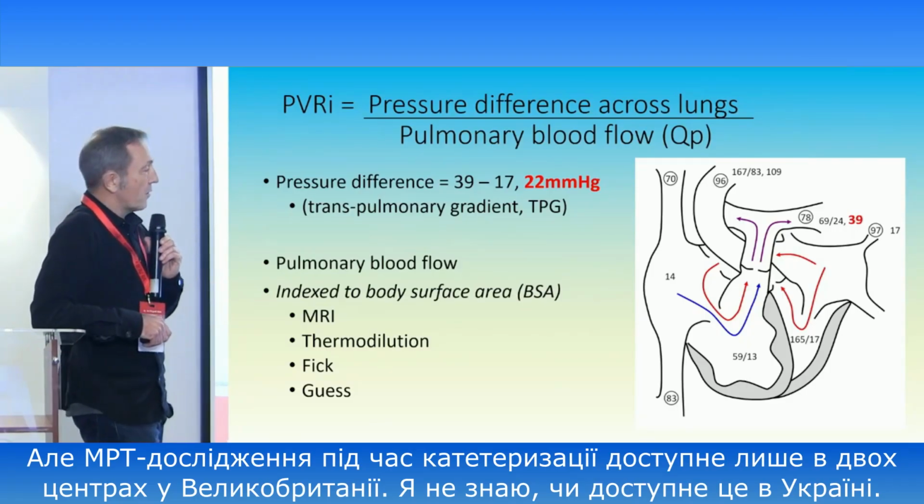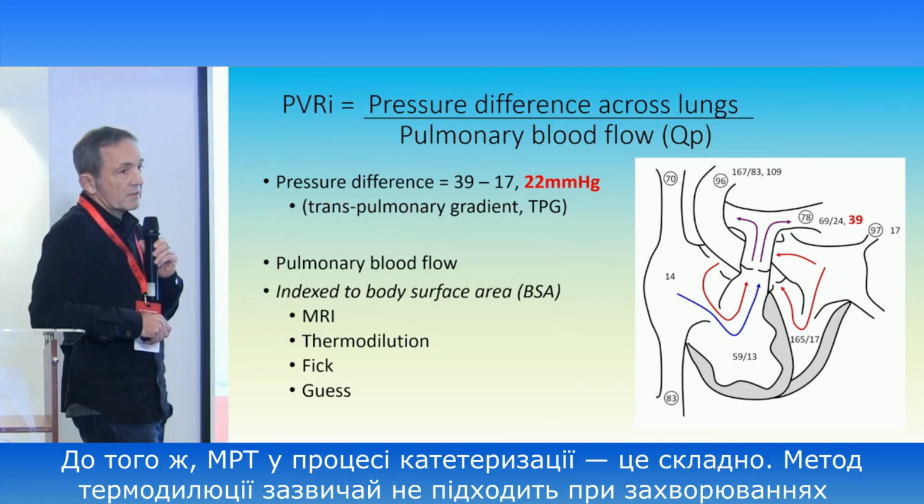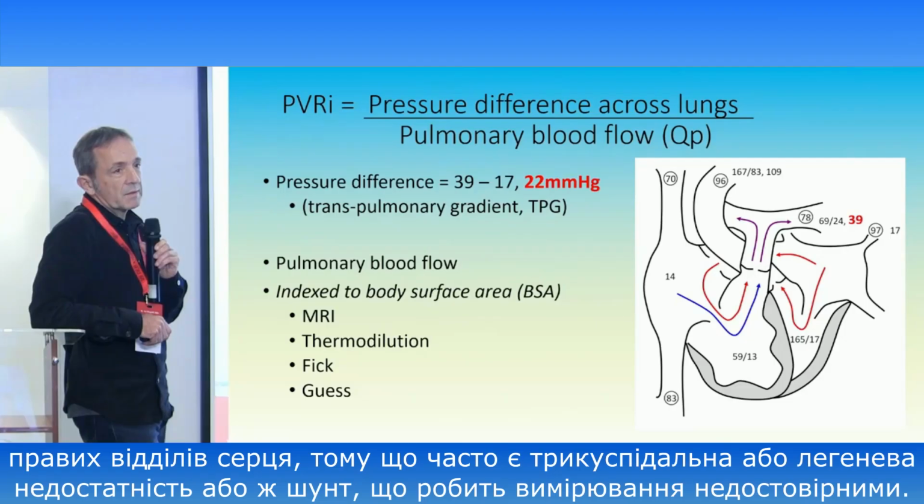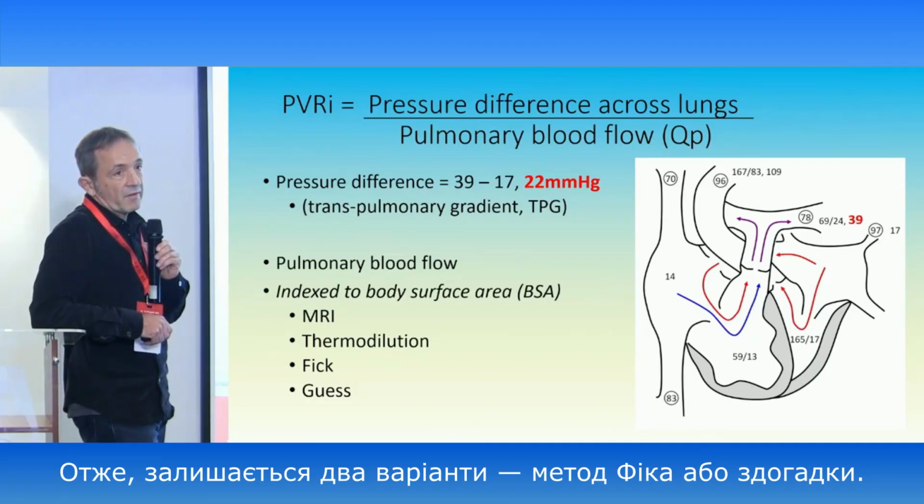I don't know whether anybody has it in Ukraine, but MRI measurement at the time of catheter is difficult. You can't really use thermodilution in right heart problems because you almost always have tricuspid or pulmonary regurgitation or a shunt which invalidates it. And so you're down to using either the Fick method or you're guessing.